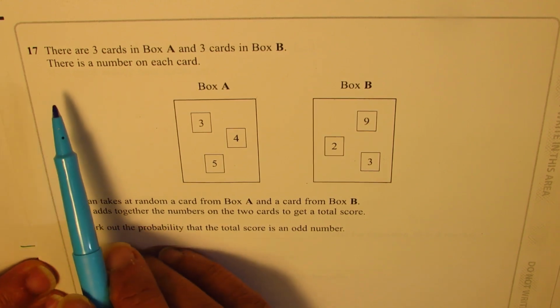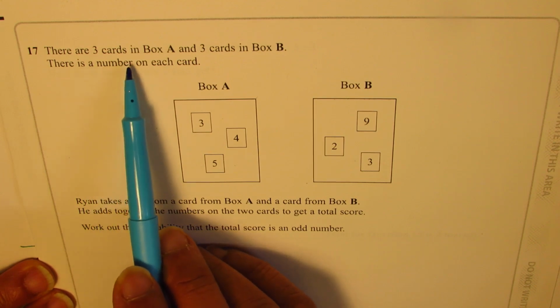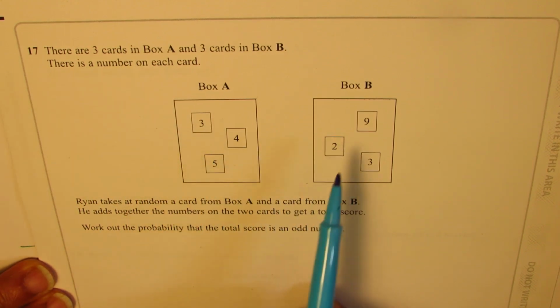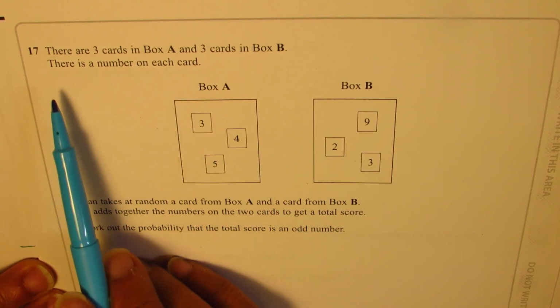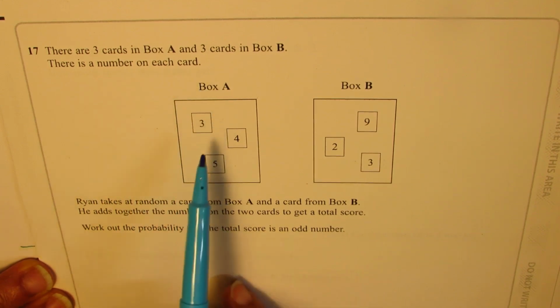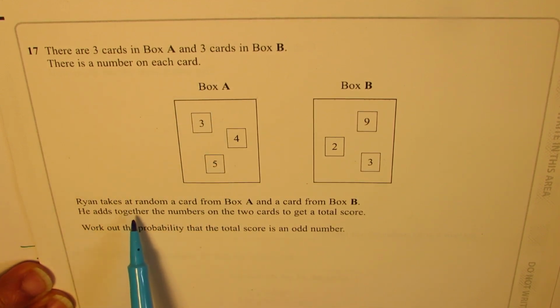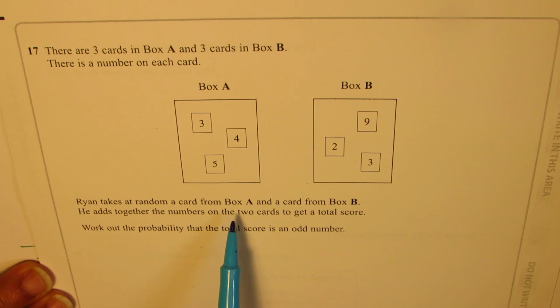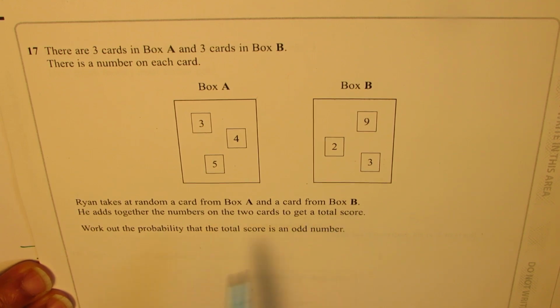Question number 17 is, there are 3 cards in box A and 3 cards in box B. There is a number on each card. Ryan takes at random a card from box A and a card from box B. He adds together the numbers on the 2 cards to get a total score. Work out the probability that the total score is an odd number.